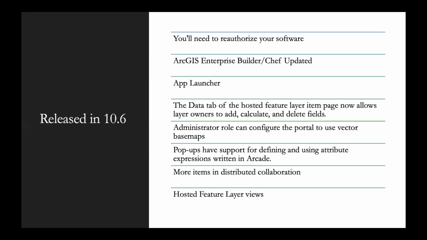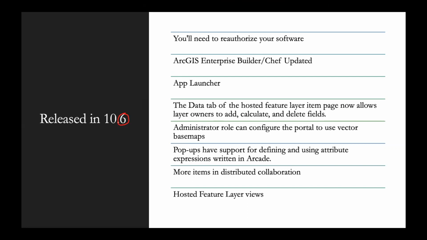All right, at 10.6, well, you need to reauthorize, because every point upgrade, everything with a new point dot, you'll have to reauthorize your software. Whether or not you're licensed or have an EA, doesn't matter. You have to reauthorize. This is Enterprise Builder, got some updates, and Chef became available. This is the way to be able to do enterprise distributed on multiple machines.